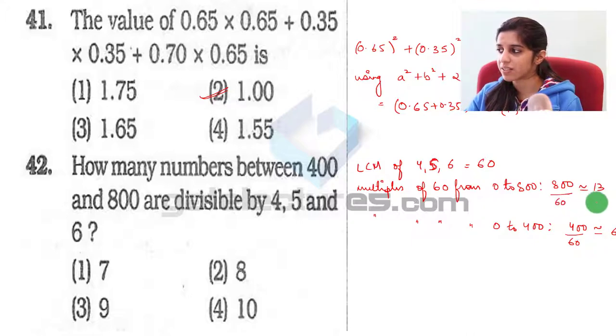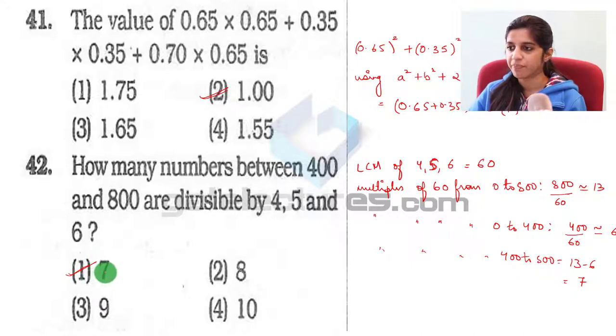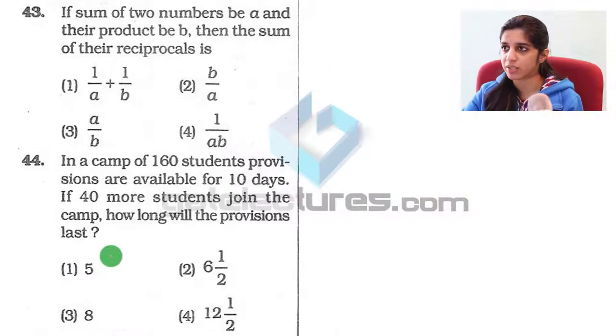So there are 13 multiples of 60 from 0 to 800, out of which 6 are lying from 0 to 400. So multiples of 60 from 400 to 800 is going to be 7. So the correct answer for this is going to be option 1, which is 7. Okay, so for a number to be divisible by 2 or 3 numbers, that number has to be divisible by their LCM, least common multiple. Fine. Look at the next question.